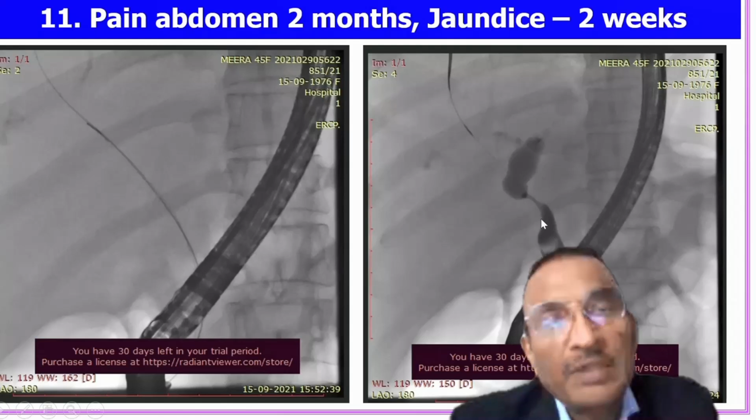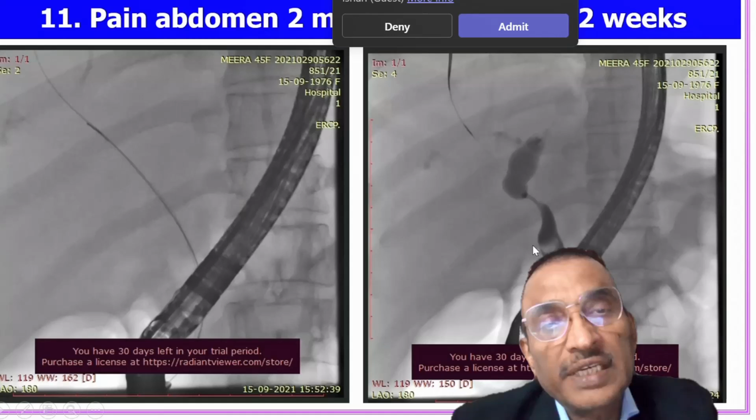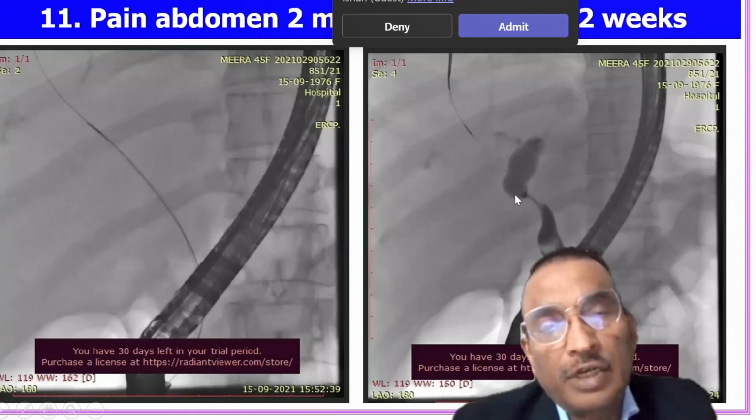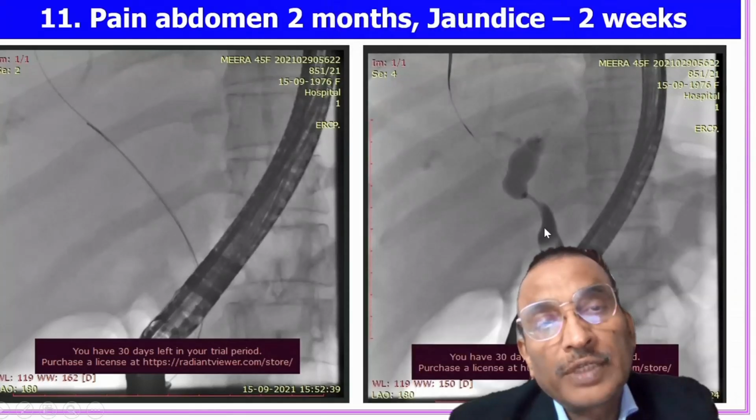But what is happening? There is a sickle-shaped impression here. So this is called an extrinsic impression. So if you draw an imaginary circle, completing the space, the center is outside the bile duct. So this is an extrinsic impression, not an intrinsic impression. In an intrinsic one, the center will lie in the wall of the bile duct.